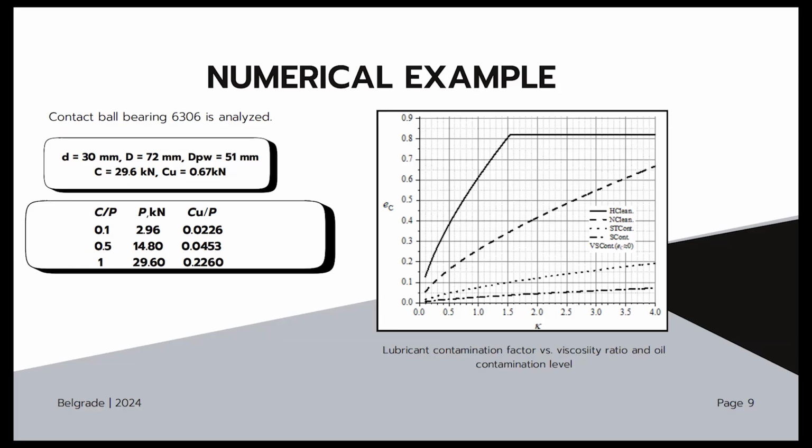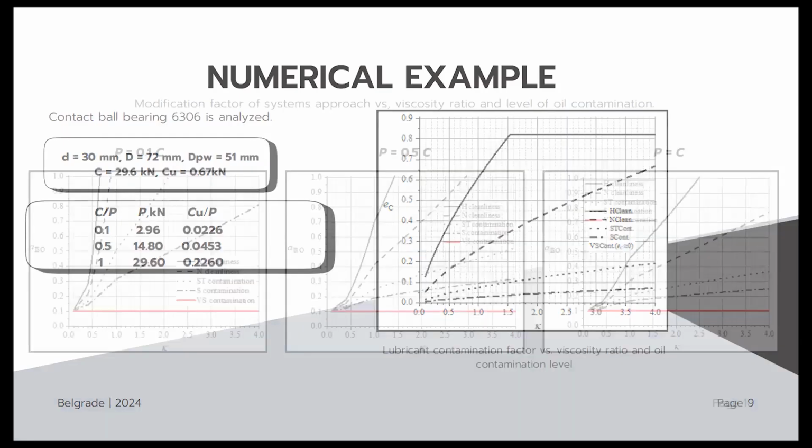Here we can see on the right side the diagram of lubricant contamination factor versus viscosity ratio and oil contamination level. And on this horizontal line, for values of kappa higher than 1.5 and for high cleanliness of lubricant, it tells us that the maximum of the contamination factor value is 0.82.